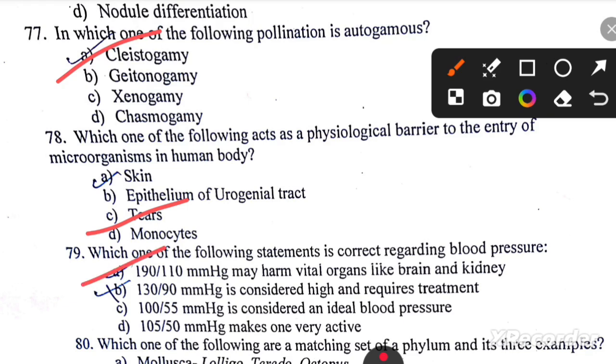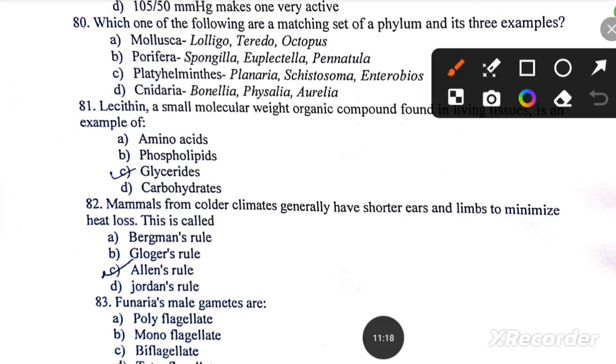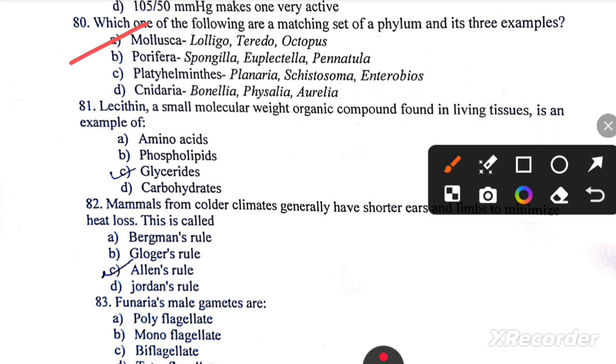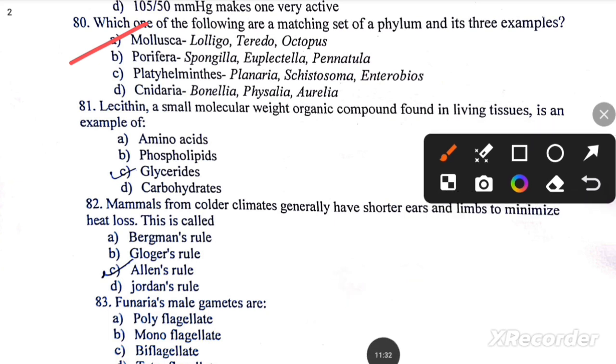Next, which one of the following statement is correct regarding blood pressure? 190 by 110 mm Hg may harm vital organs like brain and kidney. Question number 80. Which among the following are matching set of phylum and its three examples? इस correct answer है आपका A. Next, question number 81. Lecithin, a small molecular weight organic compound found in living tissues, is an example of. इस correct answer है आपका option B.